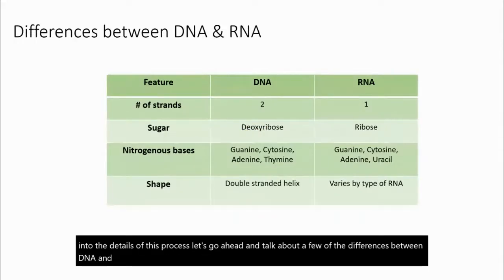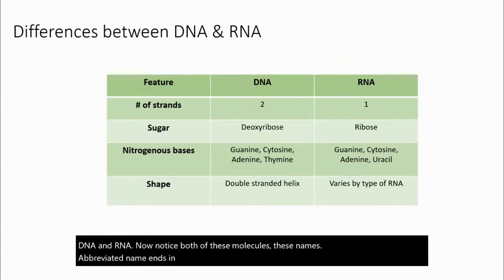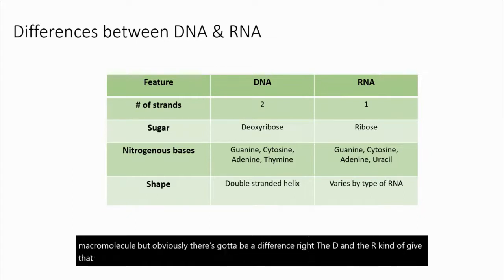Now notice both of these molecules, the abbreviated name ends in NA. That stands for nucleic acid. So you're both the same type of macromolecule, but obviously there's got to be a difference, right? The D and the R kind of give that away. So we're going to start with what those first letters mean. DNA stands for deoxyribonucleic acid. The RNA is ribonucleic acid.